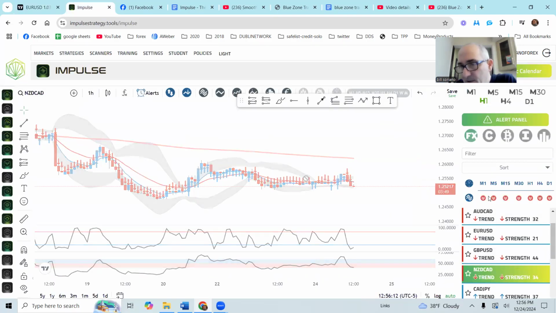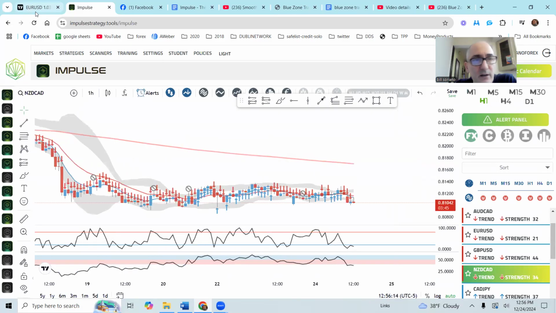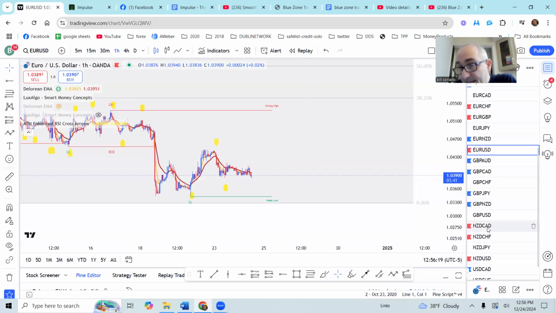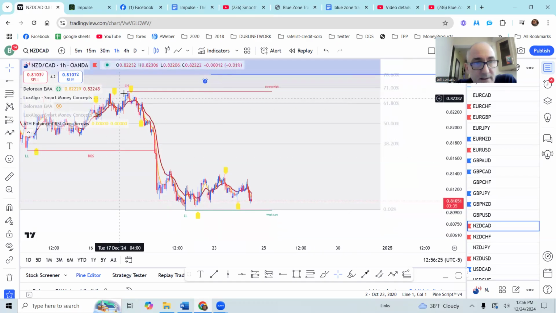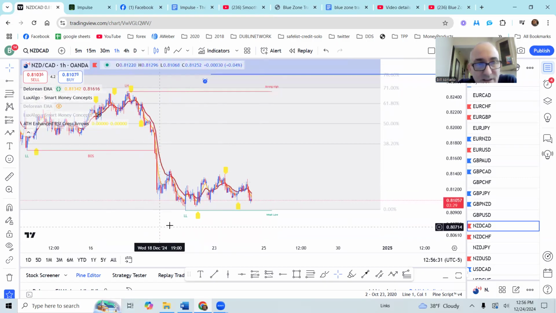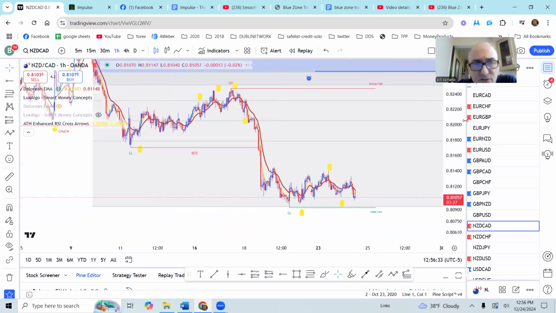NZD CAD, all time frames are down. NZD CAD, I do have marked as bearish on my chart. And again, you could see back here, we had some indicator alerts here that we could have used. Again, waiting for our sell shift. Why do I like to wait for that sell shift? Let's look here.